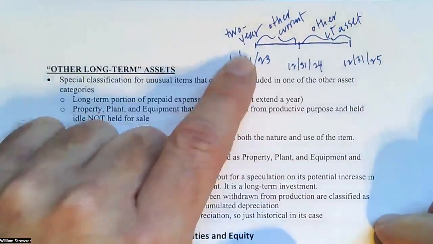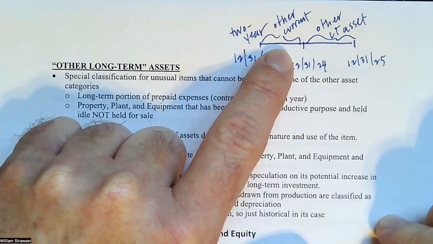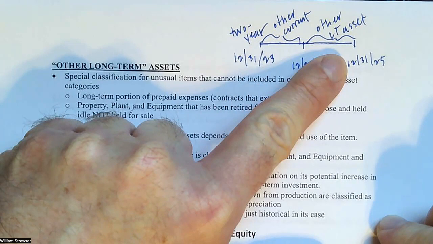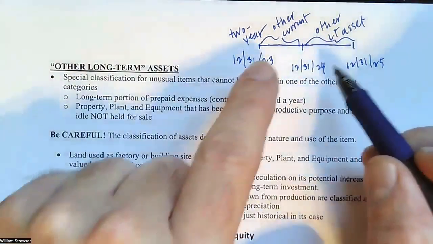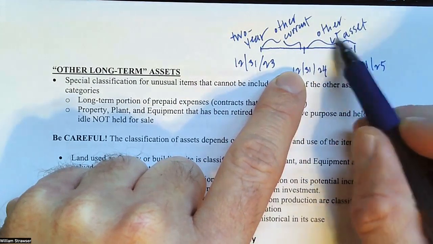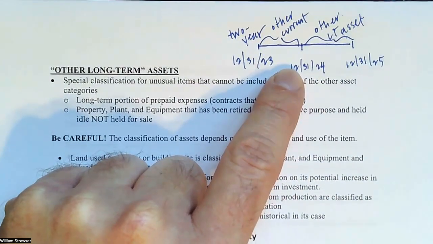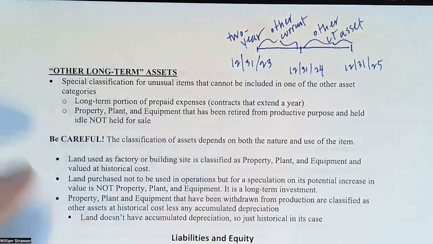So even if this is $100,000, 50 a year, 50 would be reported as other current, 50 would be reported as other long-term, right? Just based on when we're going to use the item. Once we get to 12/31/24, this portion of the contract then becomes current because we're going to use it in the next year. So it's a rolling window of assessing when we're going to use items.